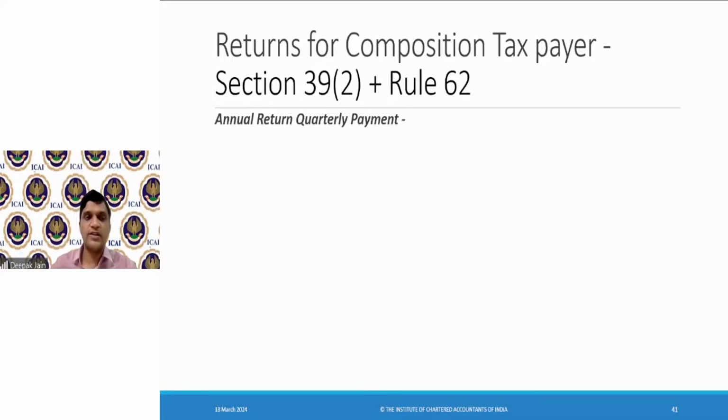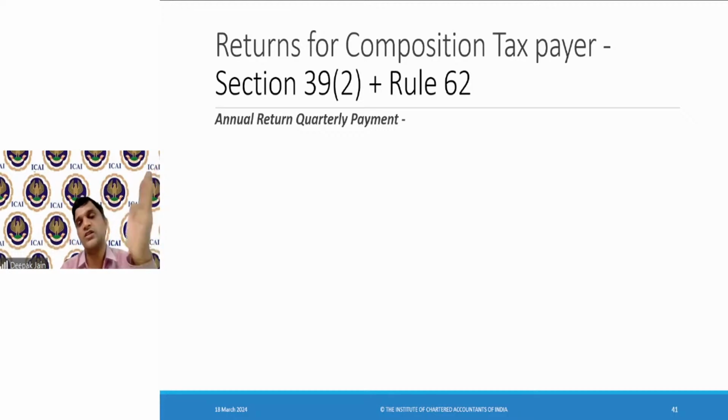Returns for composition dealers: like how we have the QRMP scheme for certain people, for composition taxpayers we have the ARQP scheme. This nomenclature of ARQP is not there in your board of studies, but I have given this name so that we can understand how to file a return for a composition dealer. A composition dealer will file under the ARQP scheme. What is ARQP? Annual returns, quarterly payments.